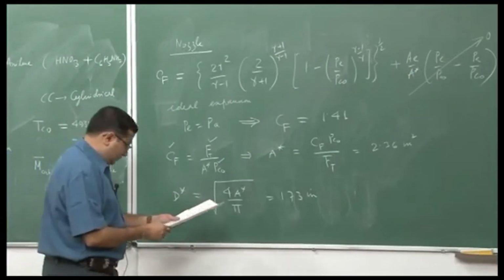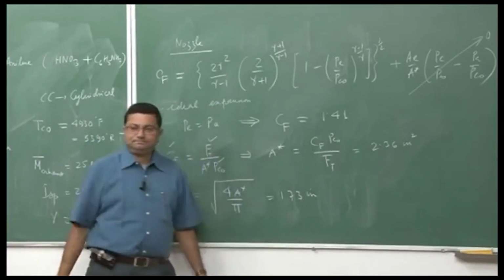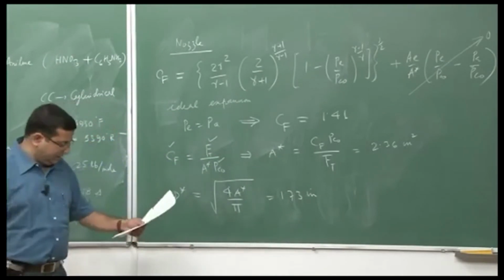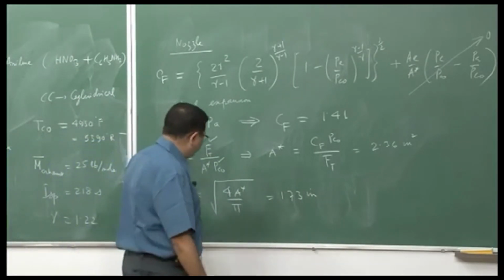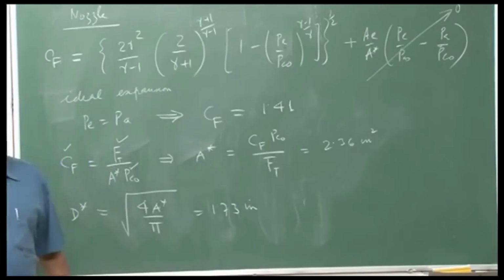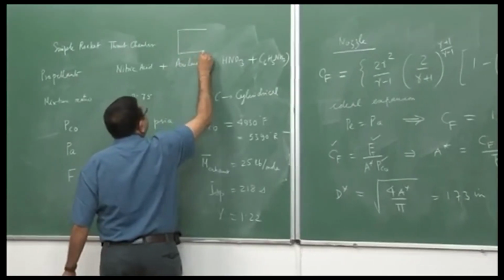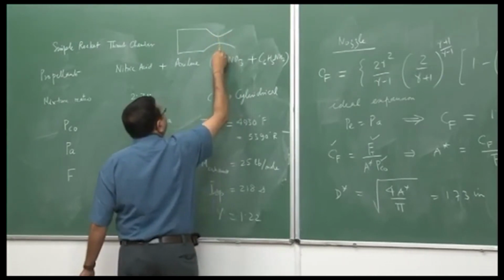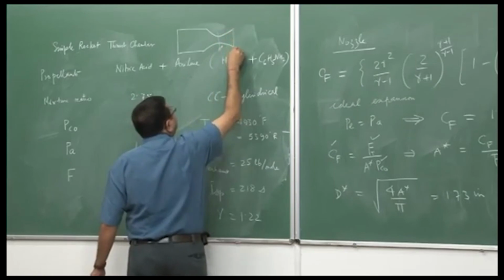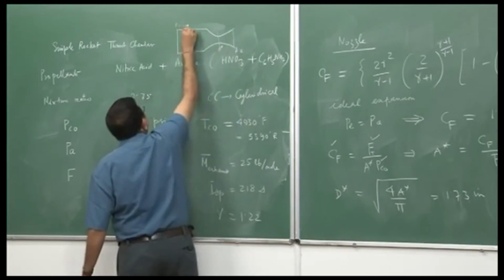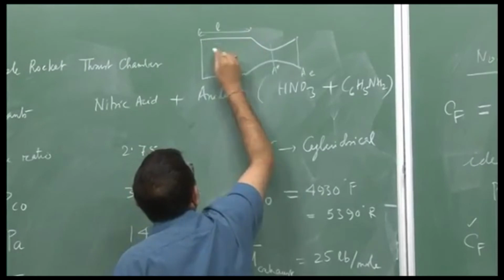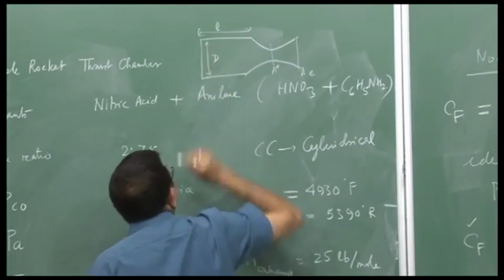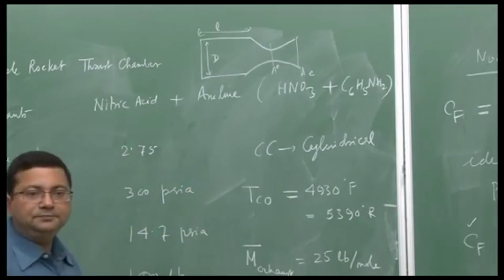Now, once we have this, let us take the next step. So, now we have designed the throat. Next, let us look at the exit area. Let me draw the schematic here. What we have to design is this A star, we have to get this exit area Ae, we have to get the length of this combustor L and the diameter of this combustor D. That is what we need to design.